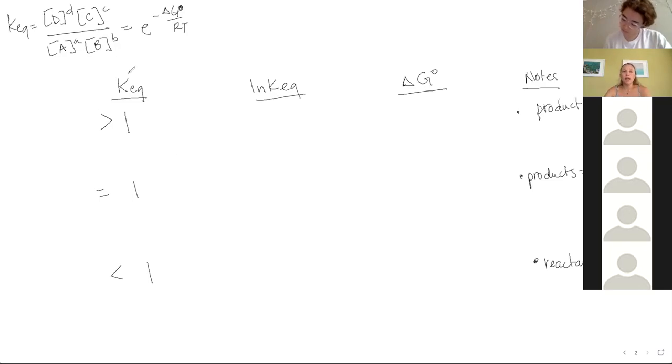So if we have a KEQ that is greater than 1, then we have a positive natural log of KEQ. This is like a little bit of log chemistry. But if you have an ln of something that is greater than 1, it's positive. If you have an ln of something that is less than 1, it is negative. And if you take the ln of 1, it is 0.